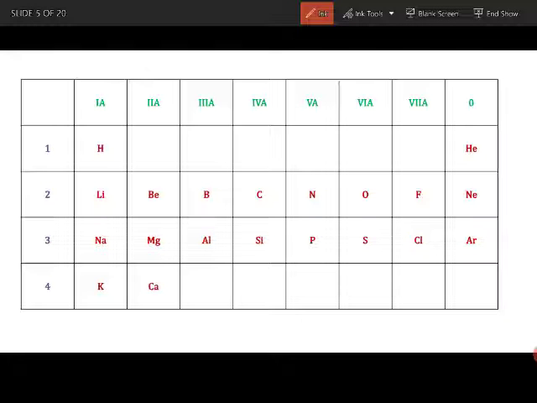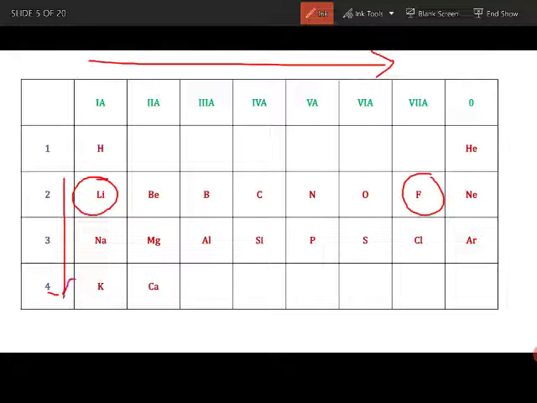Now see, I have shown you this periodic table here. Now if you look at elements, I have already said if you move from left to right, what happens to metallic character? Decreases. That means lithium is a metal, fluorine is a non-metal. Am I clear? If you move from top to bottom, metallic character increases. That means potassium is a strong metal, lithium is a weak metal. In the same way, fluorine and chlorine, you move from top to bottom, what will happen? What will happen, do you think?